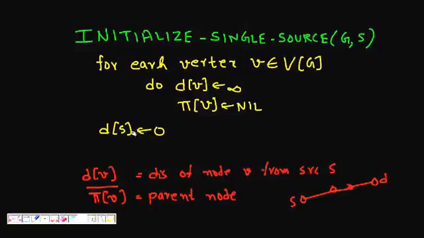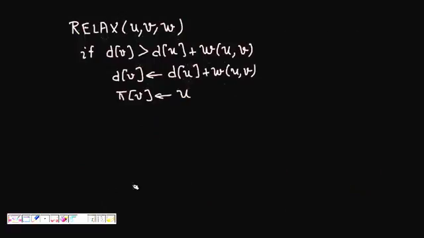Then we initialize d[S] to 0, because the distance of the source node from itself is of course 0. And for this initialize single source function, we see that it's O of mod V. So this is the running time of this function, which will be used as an auxiliary function for our Dijkstra's algorithm. Now next let's see the relax algorithm.